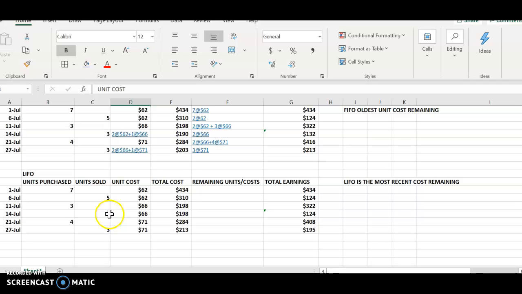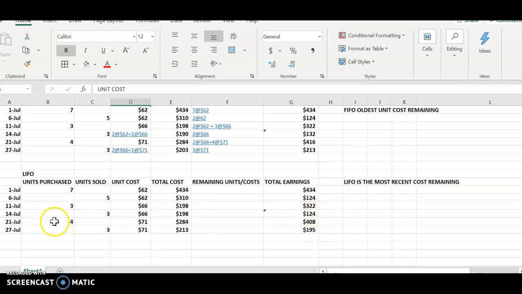And then on July 14, we sold 3 units. And so the most recent cost remaining in LIFO, remember LIFO, which is the most recent cost remaining, is $66 per unit. So 3 times 66 is 198. Since we sold, we have to subtract, and that will give us 124.